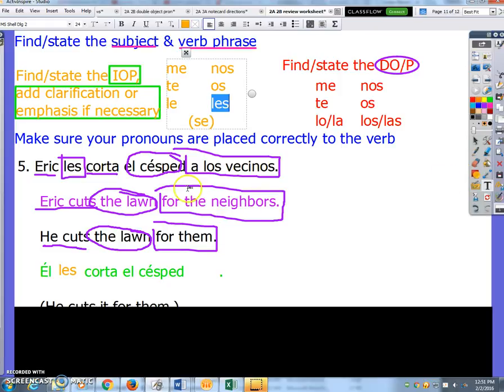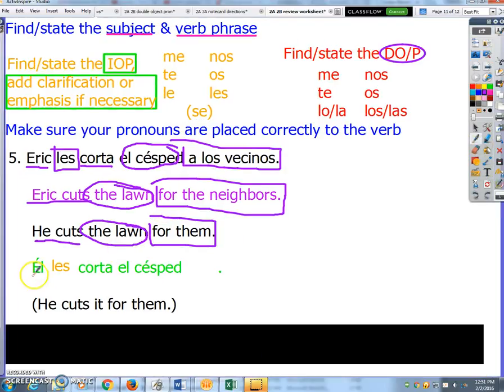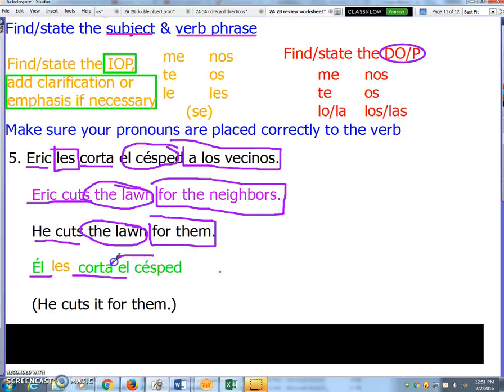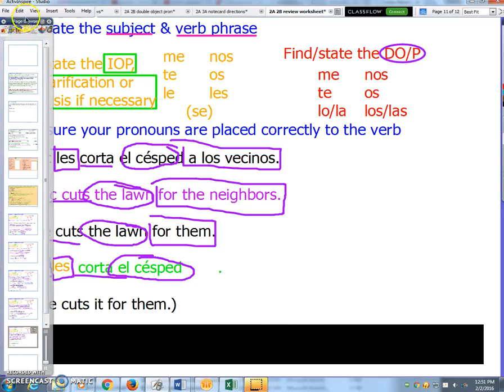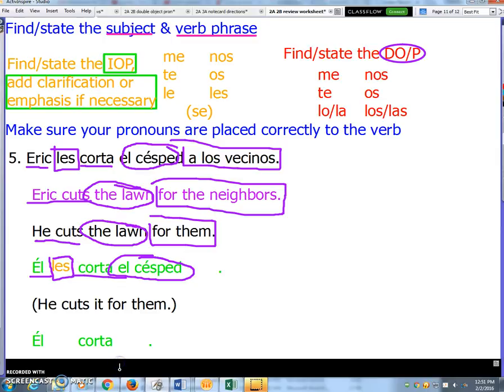And if there wasn't already context here for the neighbors, I would have to add a ellos, but it's following this one. So he cuts the lawn for them. Again, sorry for the sloppiness. It's hard to do with a mouse. So what if I do want to say he cuts it for them? Well, I still need, as always, the first thing you should do is state the subject and the verb. I still need Eric corta.